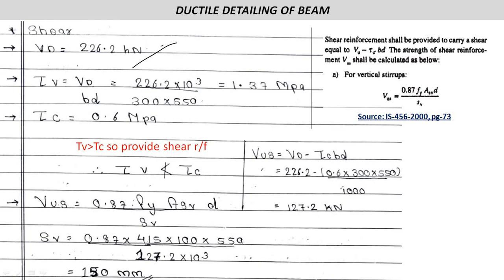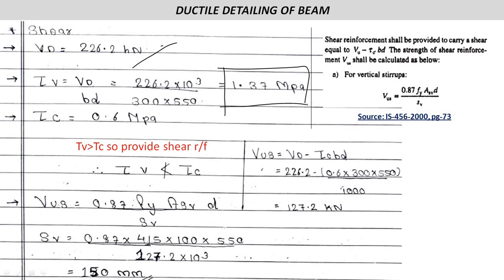We will convert it into Newton, so into 10 raised to 3, divided by B into d. B, the width of this beam, is 300, into effective depth 550. So we have the value of tau V as 1.37 MPa, and the value of tau C is 0.6 MPa. The value of tau C we will find as per the table by using the percentage of steel.